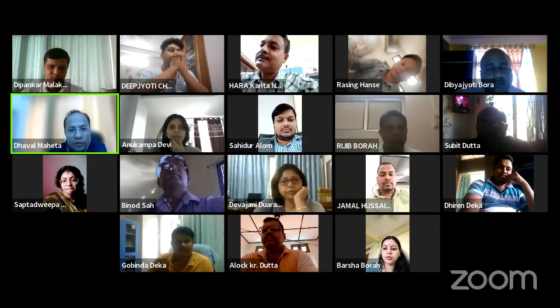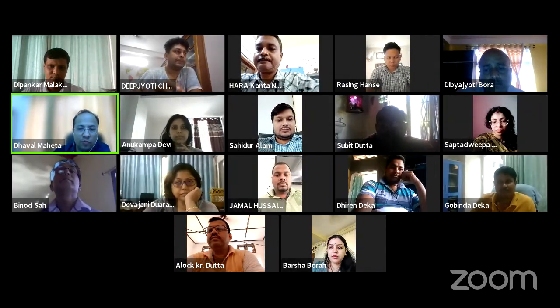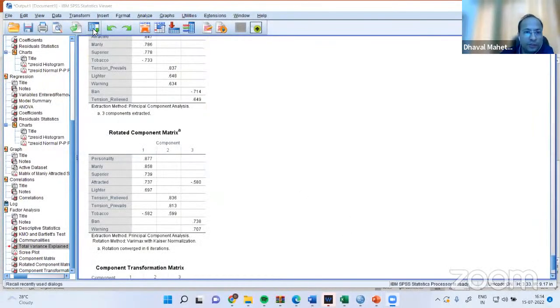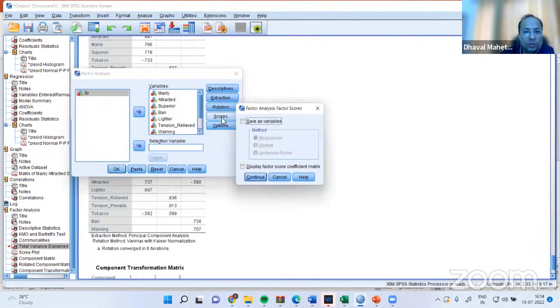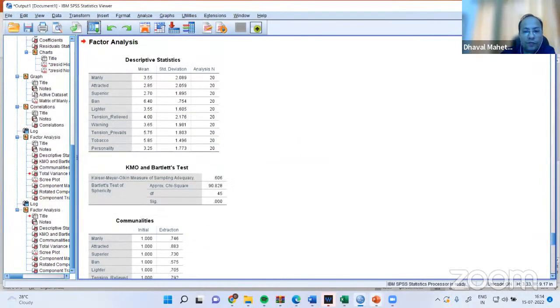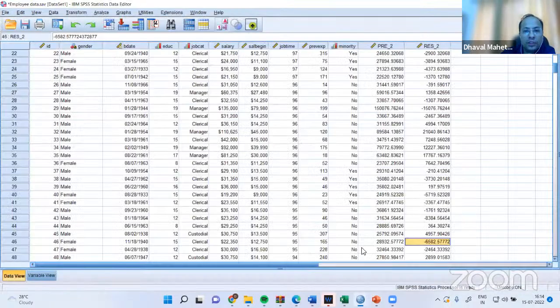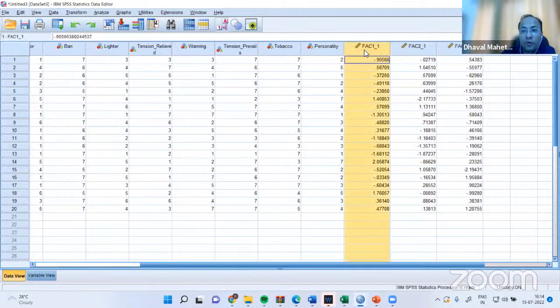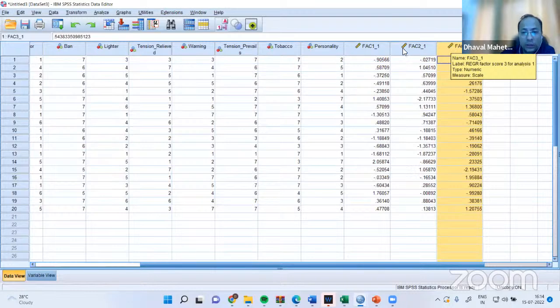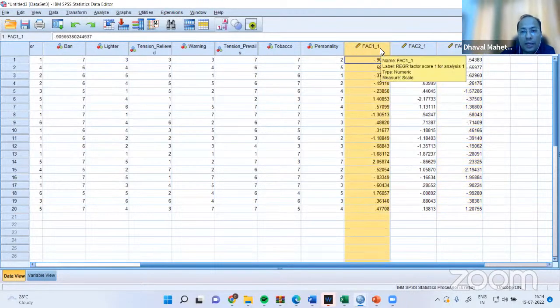You can definitely go for the analysis. I'll share the screen with you again. He wants to ask me whether I can go further. Definitely, I can go to scores, save as variables, continue. So now these factors will be stored as scores here. See this, factor 1, that is male glorification, factor 2 and factor 3. Once this is done, I can again run all types of analysis.